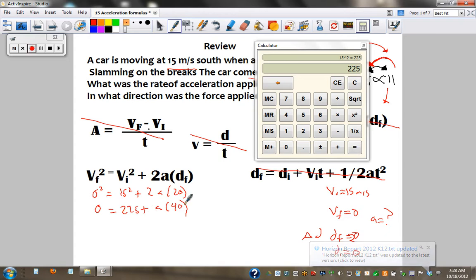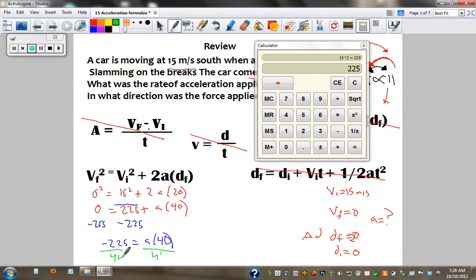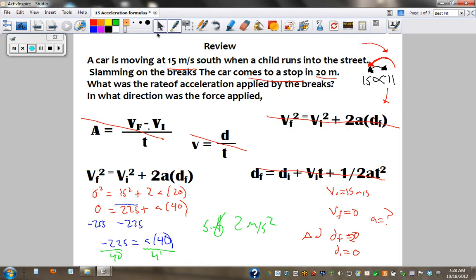And now I can't combine these two. First thing I have to do is move 225. It's plus, so I'm going to do minus because we do the opposite function on both sides to move it over. Negative 225 equals A times 40. The last step is to get A by itself. This is A times 40, so divide by 40. 225 divided by 40, 5.62 meters per second squared. Okay, moving on to the new topic.